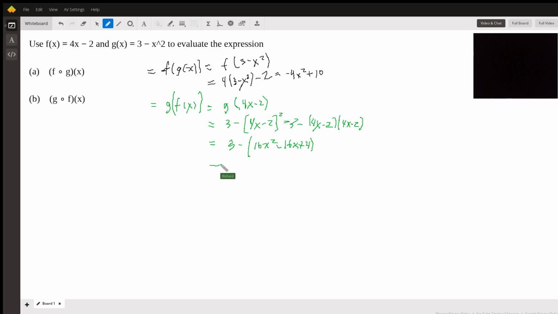Okay, so now one last step. This will be negative 16x squared plus 16x minus 1. So that'll be the answer for that one. That's just a little algebra to clean it up a little bit, make it friendlier, easier to look at. There's nothing really fancy going on there.